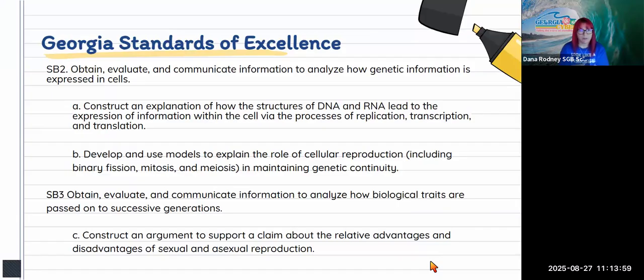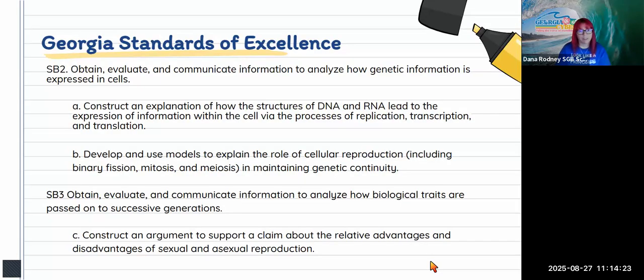So SB2 is to obtain, evaluate, and communicate information to analyze how genetic information is expressed in cells. We're going to focus on SB2A and B. A is to construct an explanation of how the structures of DNA and RNA lead to the expression of information within a cell via the processes of replication, transcription, and translation. And we're going to focus on replication today.